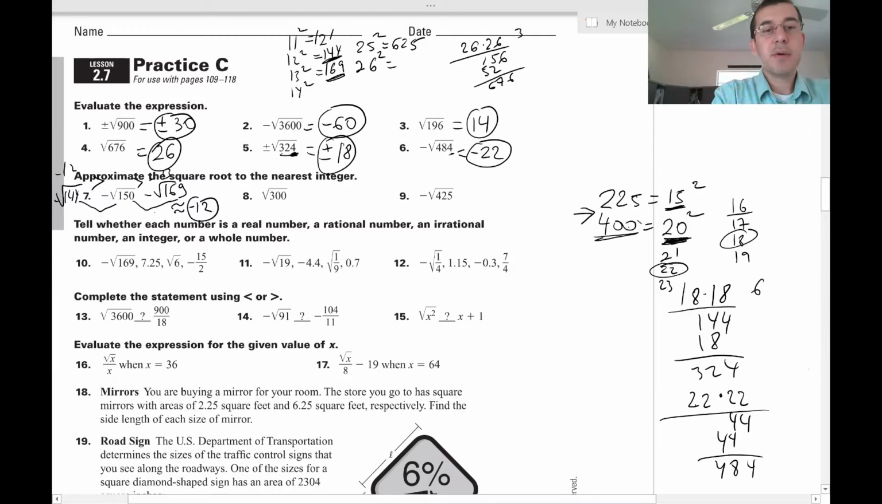Next one, number 8, square root of 300. We know that I'm going to remove these here.